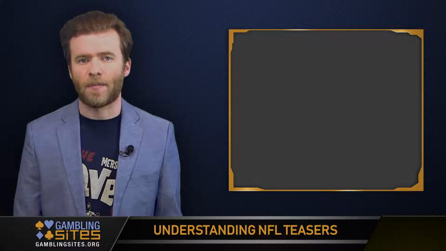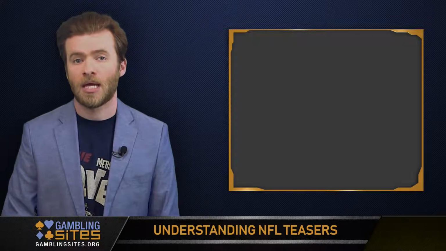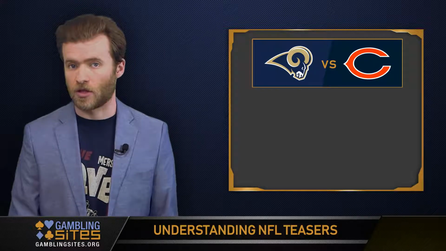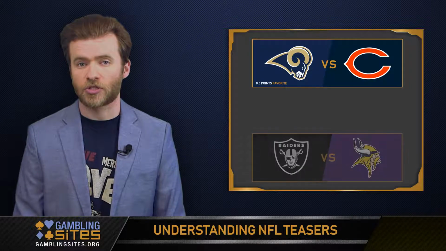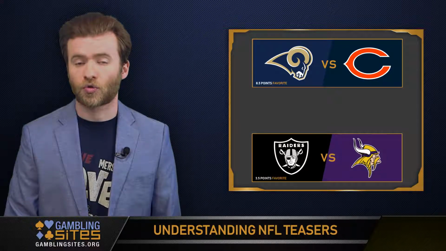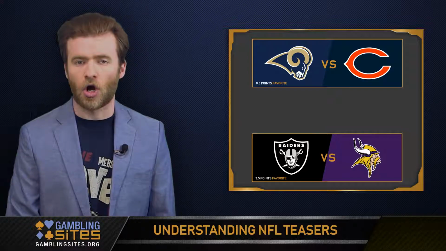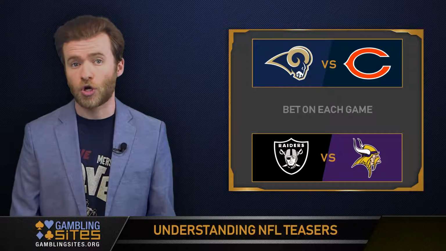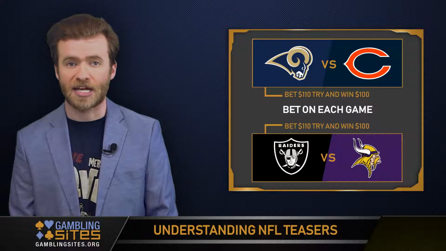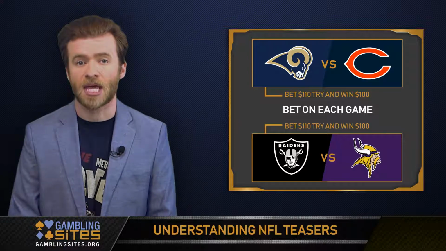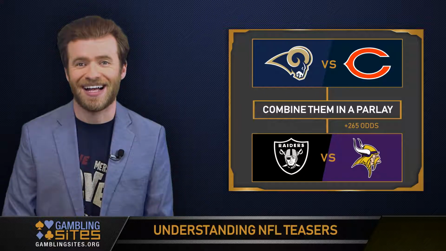Let's take a look at an example of a possible teaser. Let's say there are two NFL games you're interested in betting on. The first is the Chicago Bears visiting the Los Angeles Rams, with the Rams favored by 8.5 points. The second is the Minnesota Vikings visiting the Raiders, with the Raiders favored by 3.5 points. For this example, you like the Rams at home and the Vikings on the road. You could place a bet on each game on the spread, risking $110 on each individual contest, trying to win $100 each time. You could combine them in a parlay, where you get plus 265 odds.